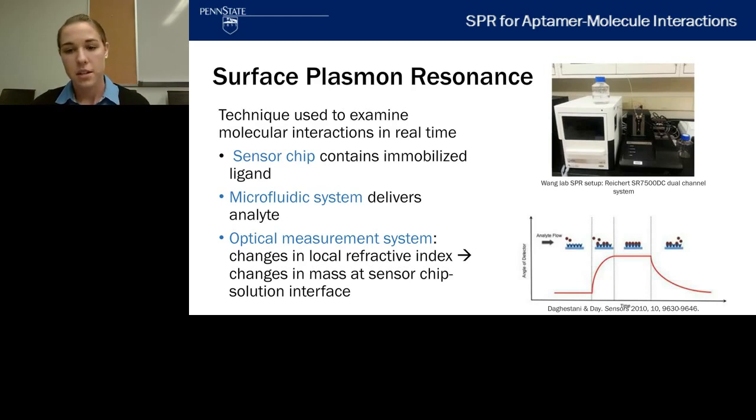You can see in the image on the upper right our lab's surface plasmon resonance system that has a dual channel, so a sample and reference channel. And the image on the lower right shows the sensorgram schematic for what we're looking at for SPR, where we have a ligand immobilized to the sensor chip. We have an analyte that's able to bind to this ligand. Eventually, most of the reaction sites on the ligand chip are filled, and then we have some dissociation of the analyte from the ligand.